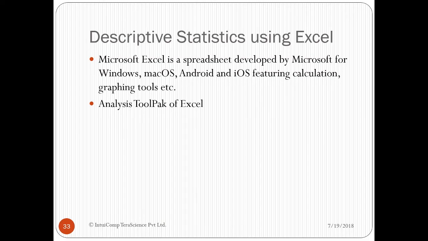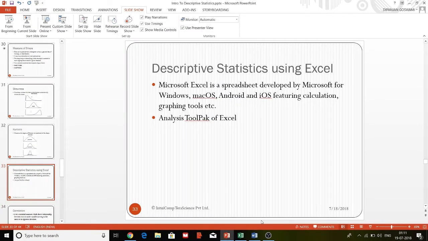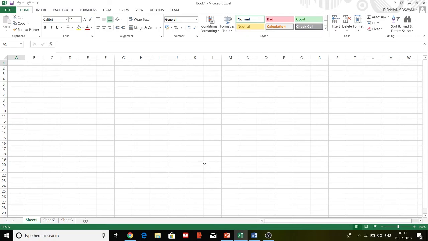So let's see how we work on descriptive statistics using Excel. All the measures of descriptive statistics can easily be calculated using Microsoft Excel. Microsoft Excel is a spreadsheet developed by Microsoft for Windows, Mac OS, Android and iOS, featuring calculations and graphical tools, etc. So let's come to Excel, where we'll show how to add the Analysis ToolPak add-in, which will be used in order to work on our problems.